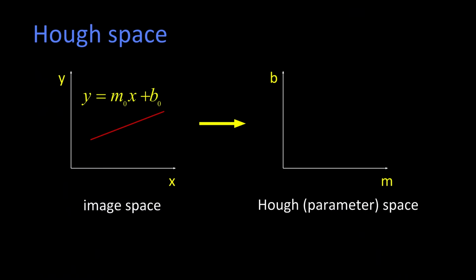So I'm going to take you through sort of how this works. And the key to the Hough transform is Hough space. Here we have a line in image space.